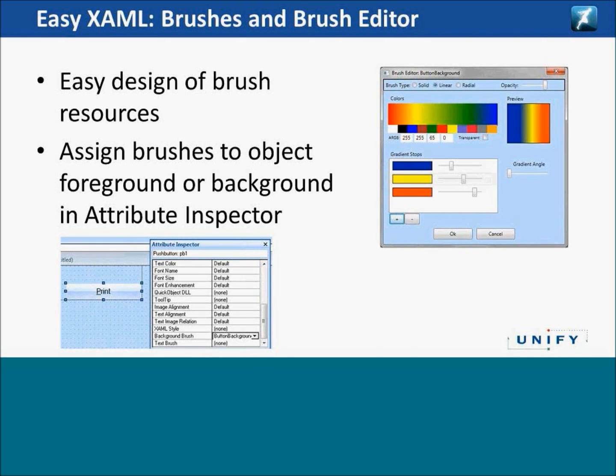And this is a screenshot of the brush editor that allows you to create brushes using gradients, gradient stops, and angles. You can create solid brushes, linear brushes, radial brushes. You can set the transparency, opacity. So a pretty neat little tool. And if you assign a brush to a button, for example, then you get the result I show you now. Here is that colored button that starts with blue, goes into yellow, and then goes into orange with gradients.